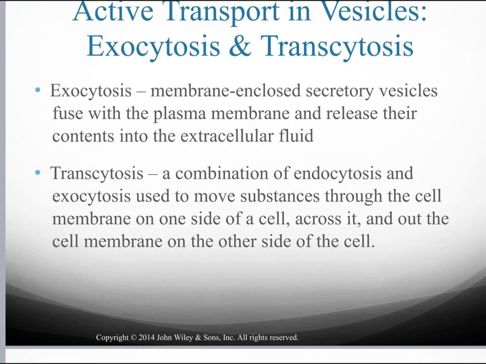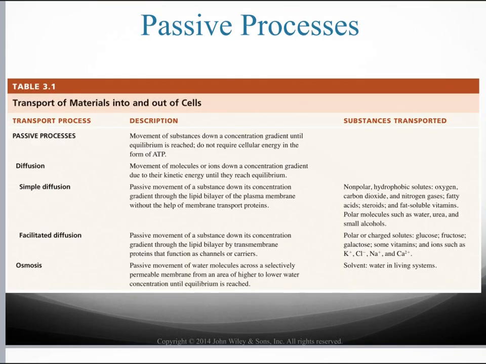Active transport in vesicles, exocytosis and transcytosis. Exocytosis, again: membrane-enclosed secretory vesicles fuse with the plasma membrane and release their contents into the extracellular fluid. Transcytosis is a combination of that endocytosis we just talked about and this process of exocytosis. So it's used to move substances through the cell, in on one side and out the other side, effectively causing the removal of viruses, bacteria, pathogens, or other like substances. Table 3.1 is a review of what we talked about on our first few slides.